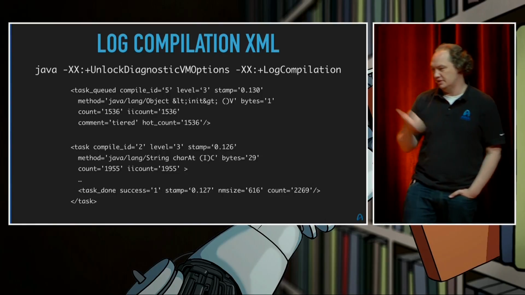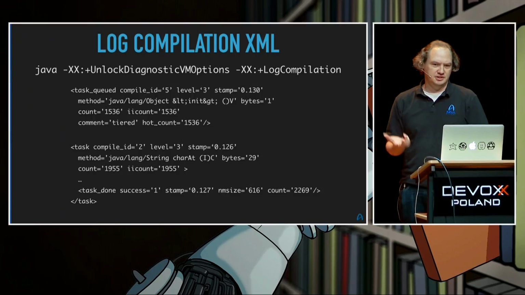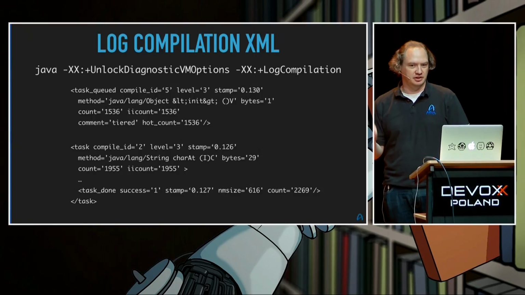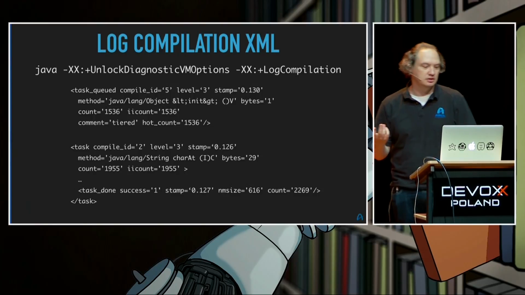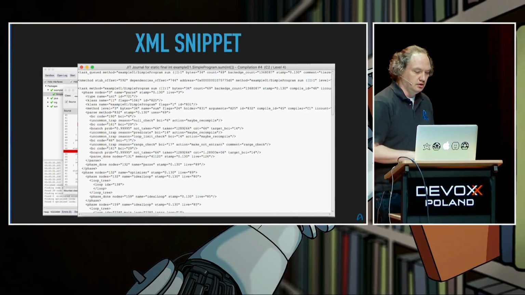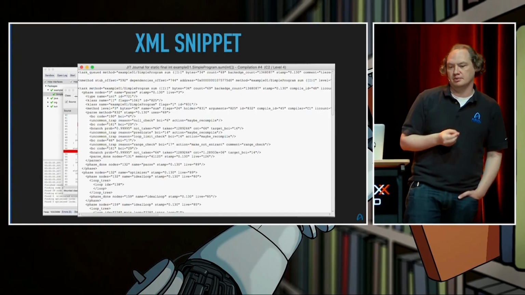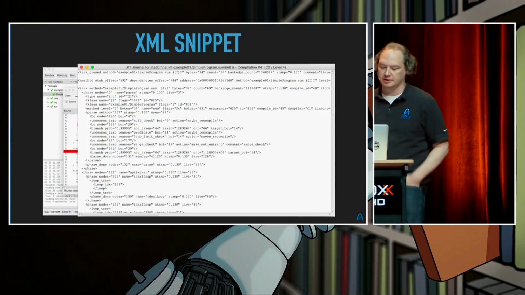The way you get that XML file is to run with this. And it's pretty awful, if I'm being honest. I've written a parser for it. It wasn't fun, but it's very rich in information. And you can use JitWatch to see that XML snippet just as it pertains to your method.